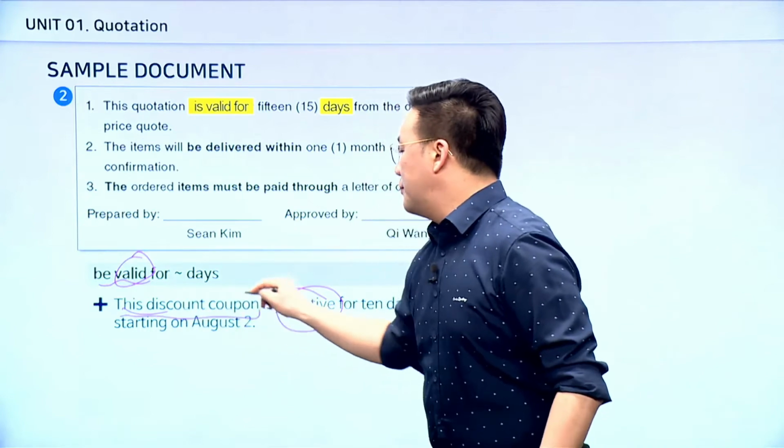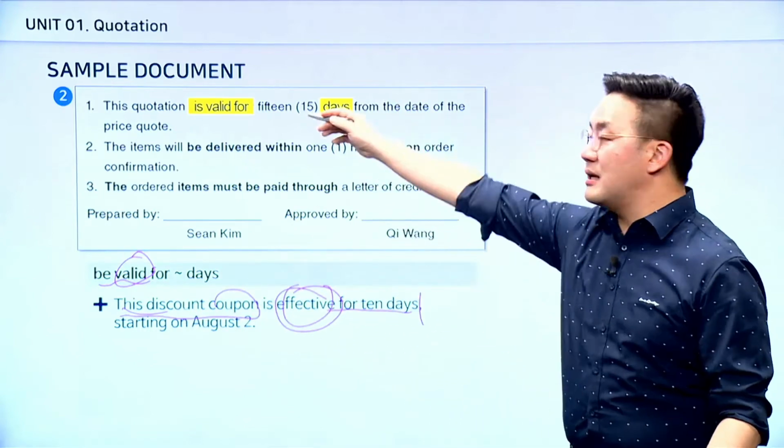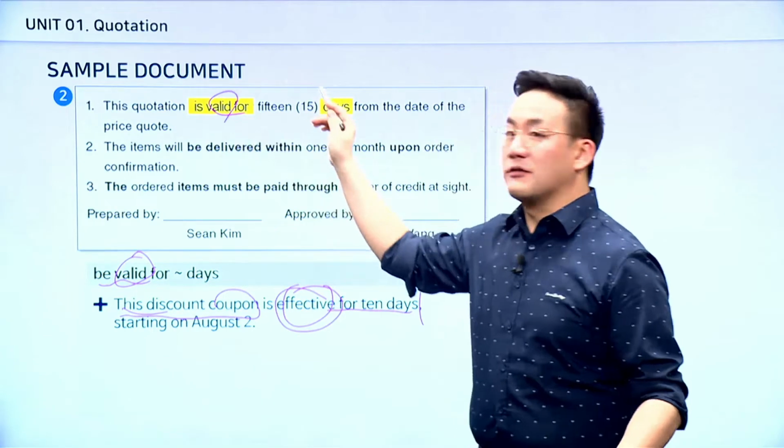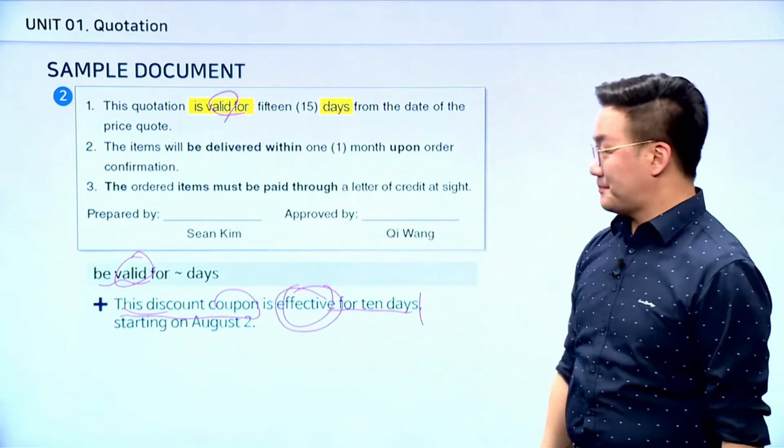So this discount coupon is effective for 10 days, pretty much the same meaning as valid. So after 15 days, no good, no valid.